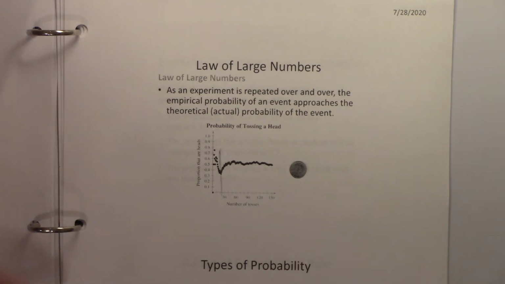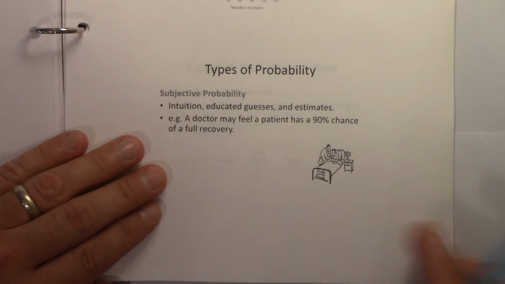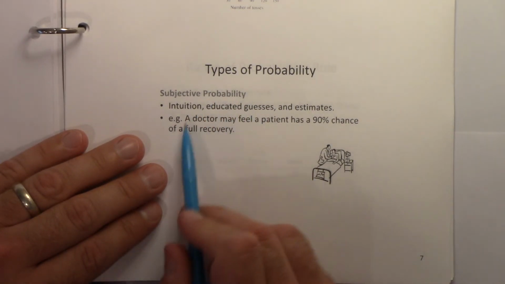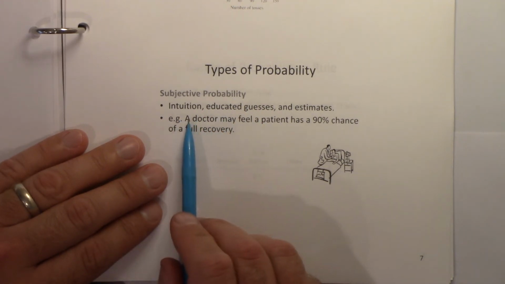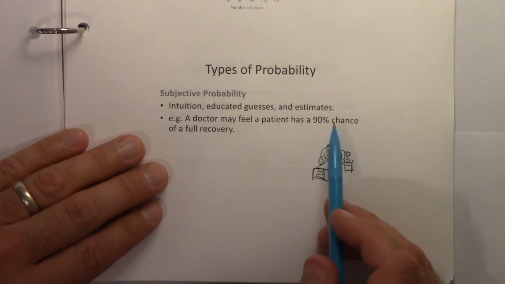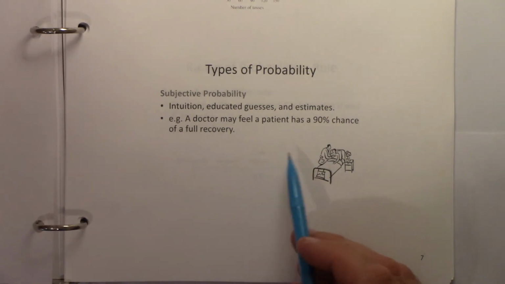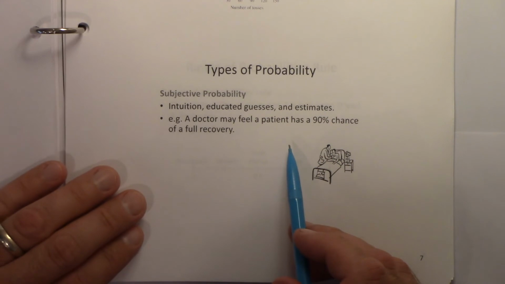The last type of probability, as indicated at the bottom of page 7, is what is called subjective probability. Now, we don't really see this a whole lot in the course. This type of probability is based on an intuition or educated guesses or estimates. For example, a doctor may feel a patient has a 90% chance of a full recovery. That's an expert opinion. Another good example would be weather forecasts.